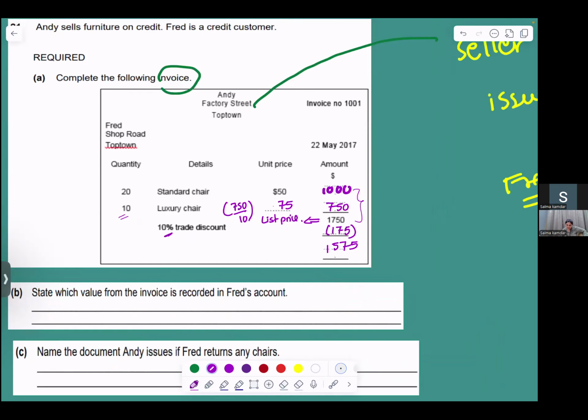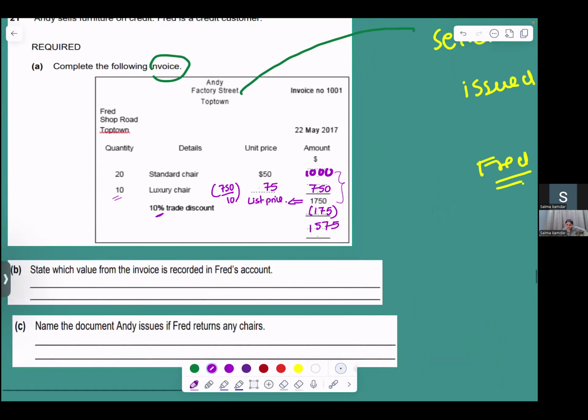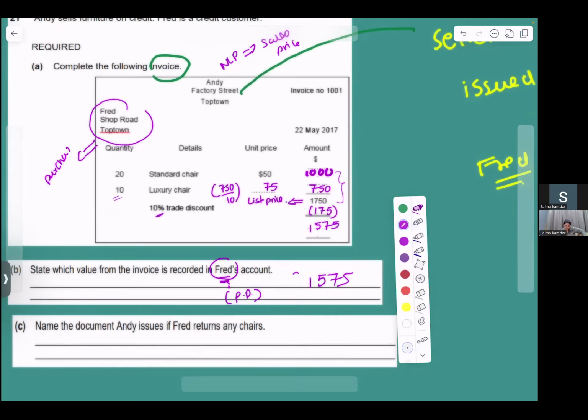State which value from the invoice is recorded in Fred's account. Whenever I sell at trade discount, it is never recorded in the books of accounts. So net list price is my sales price. Net list price is my purchase price. So Fred is going to record 1575 as his purchase price, and he is going to record 1575 as her sales price.